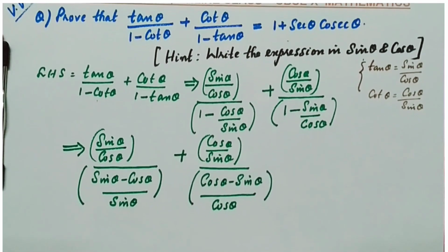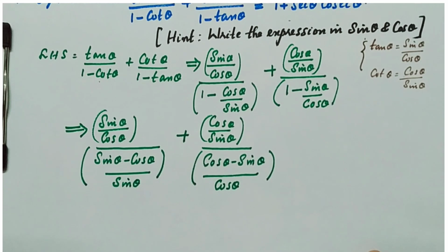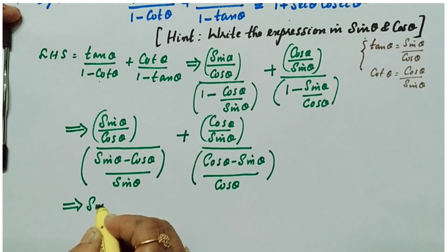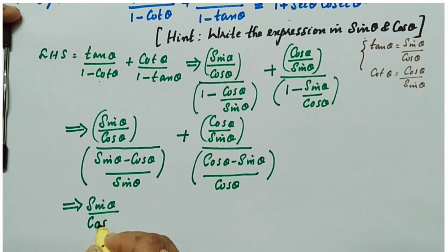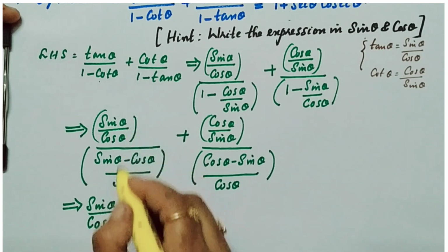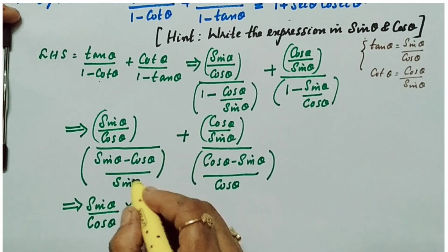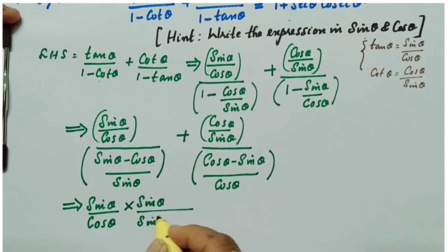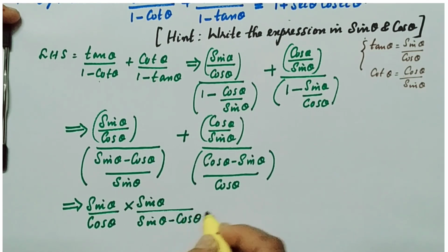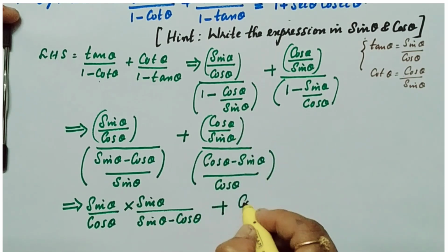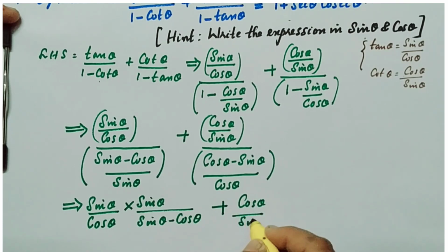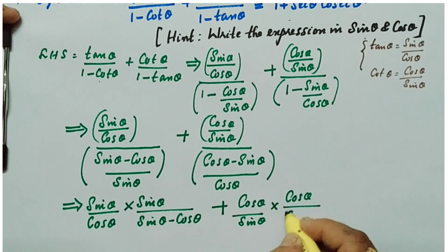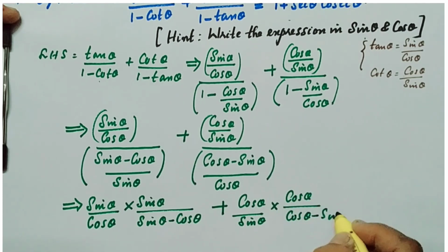Next step is I am going to multiply the fraction with taking the reciprocal of the denominator. The first fraction sin theta by cos theta, keep it as it is. Division of two fractions, right? The first fraction as it is into reciprocal of the second, sin theta by sin theta minus cos theta. Plus here also write the first fraction as it is into reciprocal of the second, cos theta by cos theta minus sin theta.